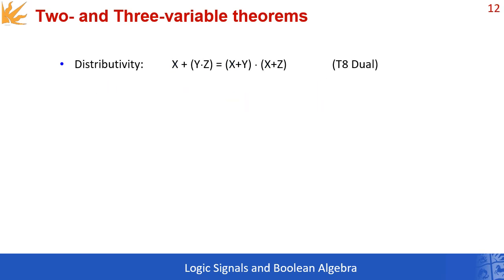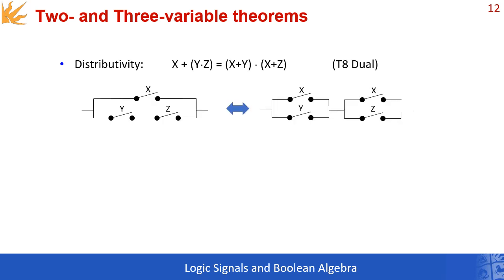Now let's check its dual, the dual of distributivity. Only this time the operations are reversed. x plus parentheses y times z. As we said earlier, if you want to have its dual, then you replace dots with pluses and pluses with dots, or in other words, ORs with ANDs and ANDs with ORs, and you get the result that you want.